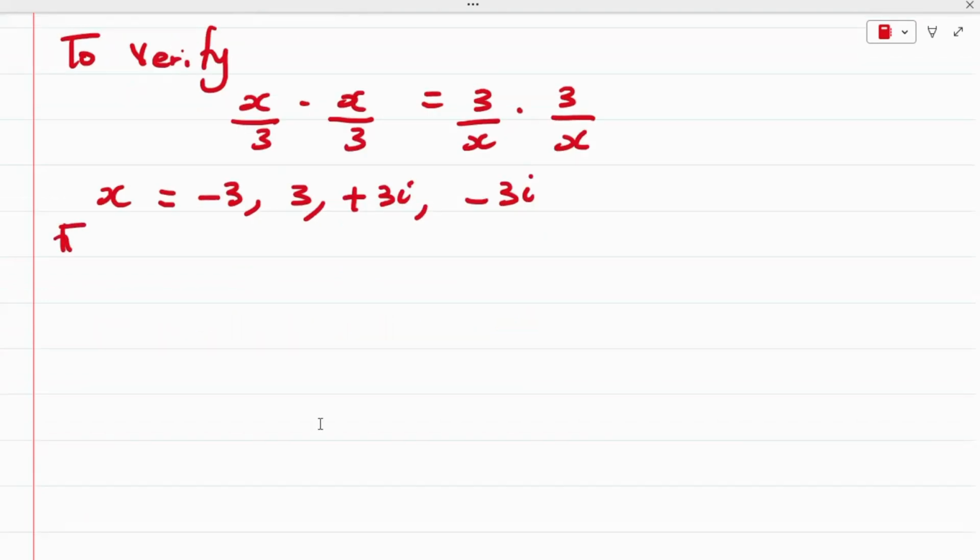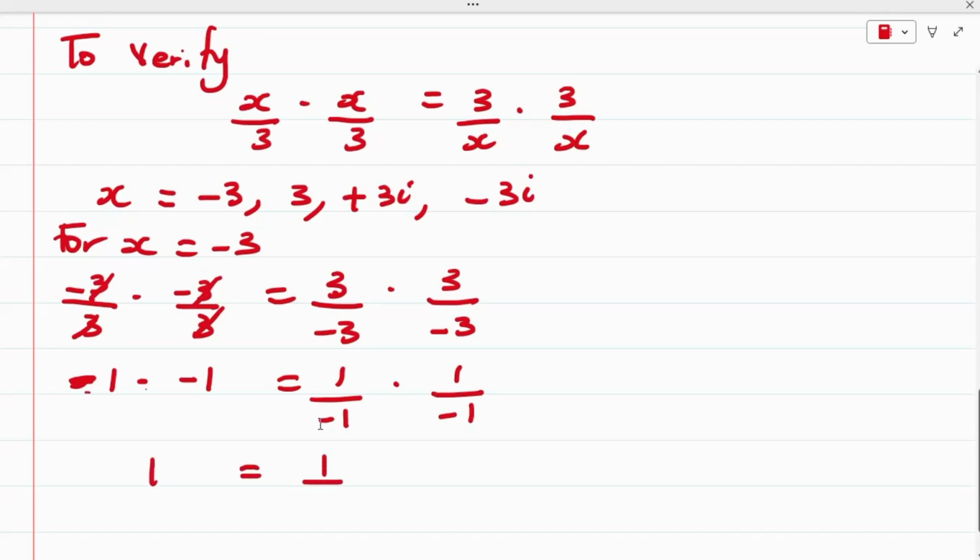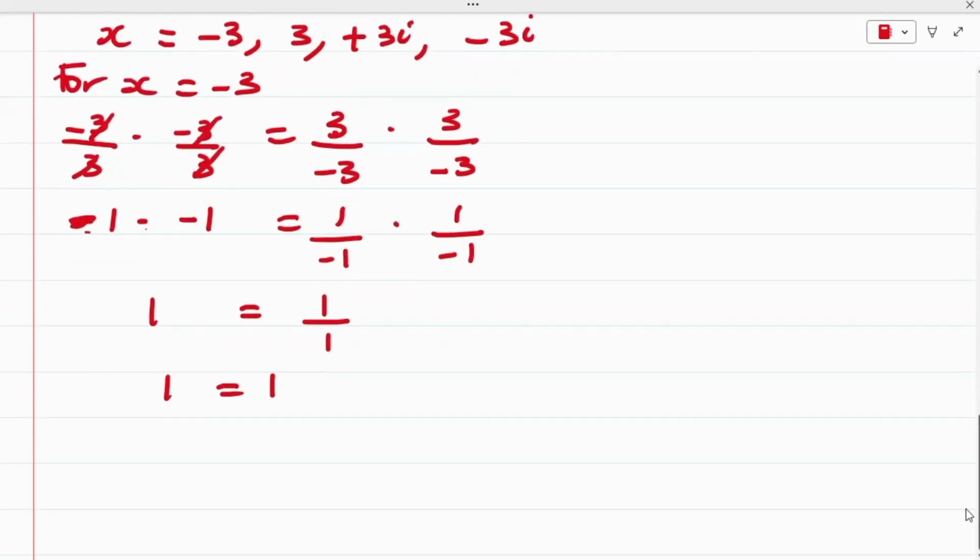Okay, so for x equals -3, we have -3 divided by 3 multiplied by -3 divided by 3 is equal to 3 divided by -3 multiplied by 3 divided by -3. So this cancels out this, we have -1 multiplied by this, cancel out this, -1 is equal to 1 over -1 multiplied by 1 over -1. -1 multiplied by -1 is 1, which equals 1 over 1. So 1 is equal to 1. So we have the left hand side equal to the right hand side. So therefore x is equal to -3. Okay, so we are done with the first one.